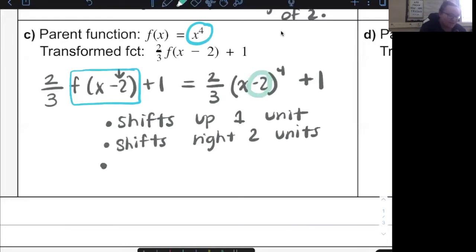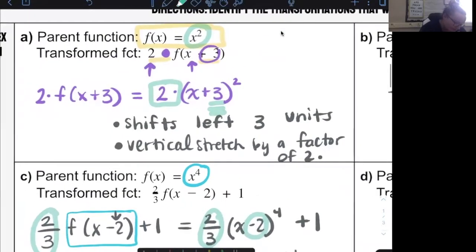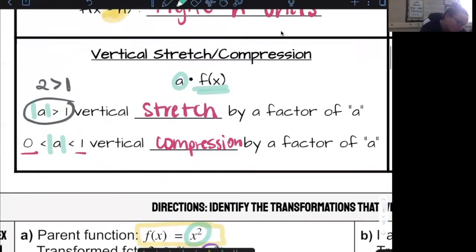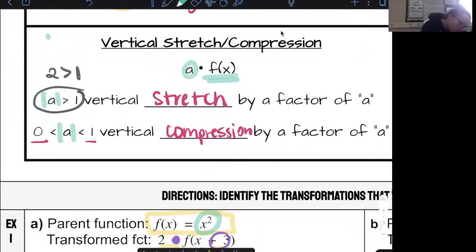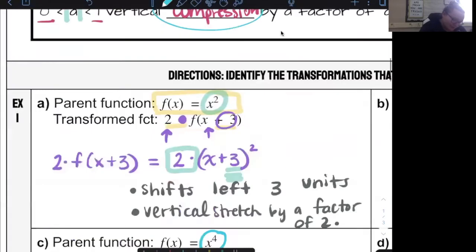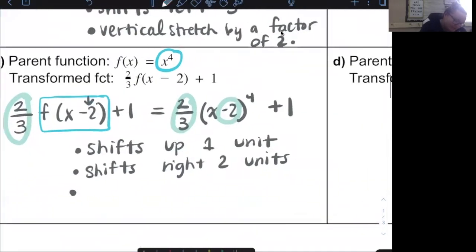And then I have 2/3 times (x minus 2) to the 4th. So 2/3. I'm taking 2/3 times this, our entire function here, or times f of x. What does 2/3 do? Well, 2/3 is not greater than 1. 2/3 is less than 1 and greater than 0. So I'm going to have a vertical compression by a factor of 2/3.